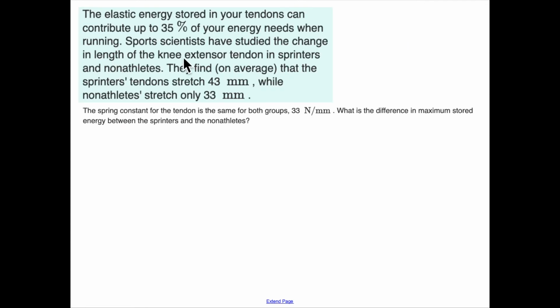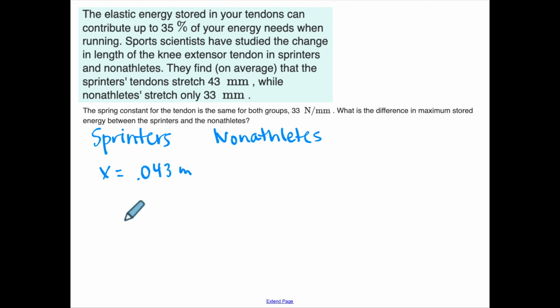Okay, in this problem, it's talking about the difference between sprinters and non-athletes and their tendons, and it wants us to find out the difference in the maximum stored energy between the sprinters and the non-athletes. So we're going to look at the sprinters and we're going to look at the non-athletes. Now the sprinters, it says that they have a stretching of 43 millimeters, which is going to be 0.043 meters, and then the non-athletes have a stretching of 0.033 meters.